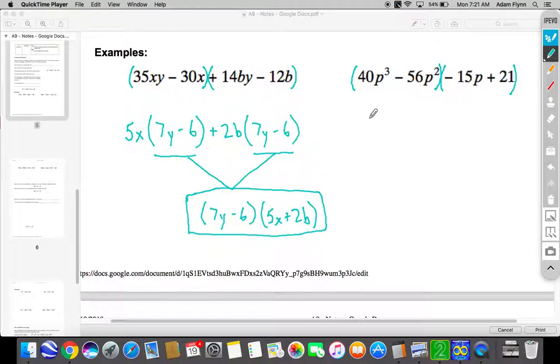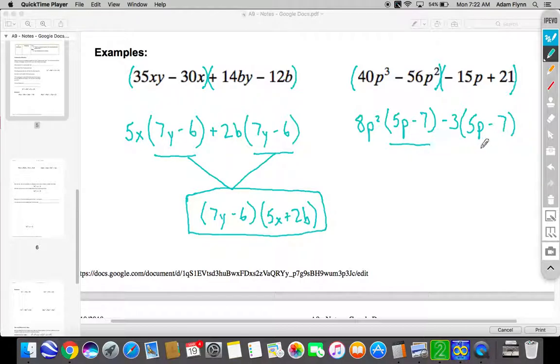All right, next example. I've grouped them, the first two terms and the last two terms. Now I'll look for GCFs. So I know 8p squared goes into both of them. And that leaves me with 5p minus 7 when I divide both these terms by my greatest common factor. And for my second grouping, I know I can take out a negative 3. And that leaves me with 5p minus 7.